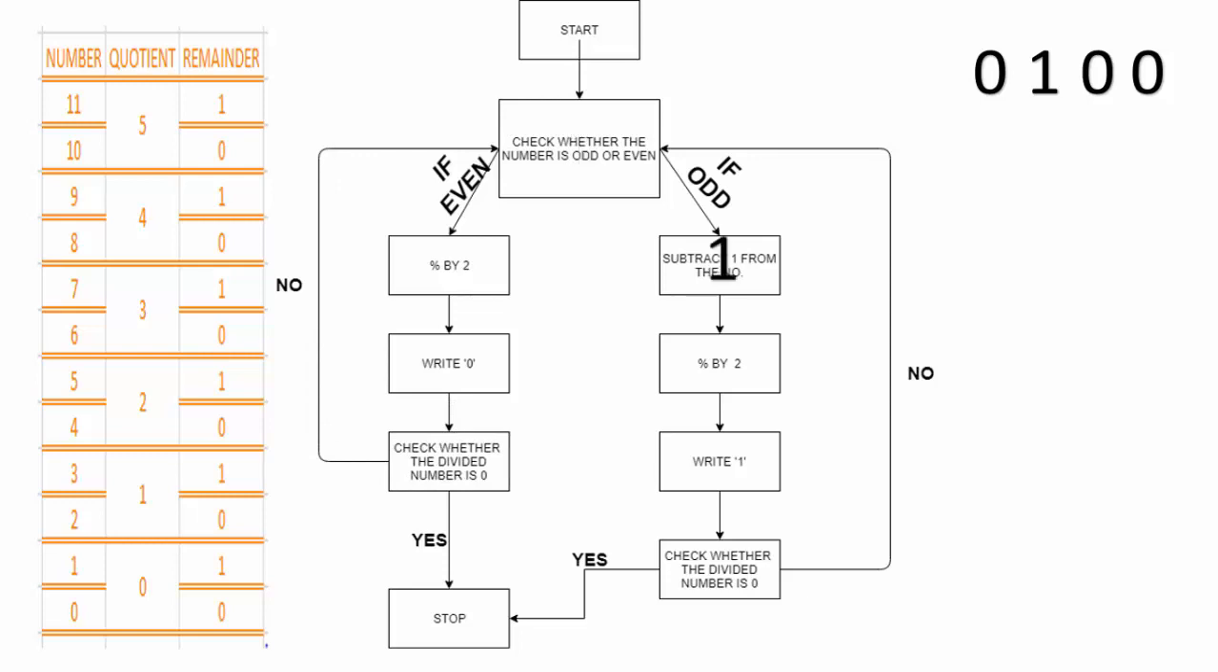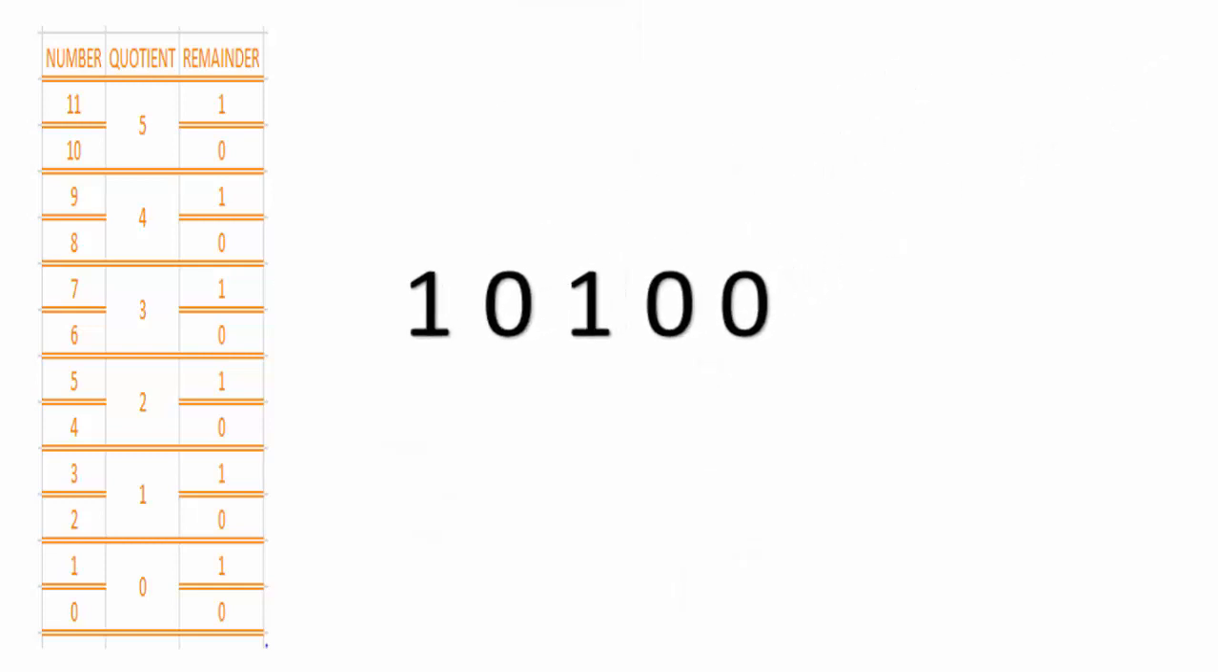1 is odd. Subtract 1 from the odd number. Now that gives us 0. Dividing 0 by 2 keeps it 0. We will write down 1. And as it is 0, we will terminate our process. And there we have our binary representation of number 20, which is 10100.